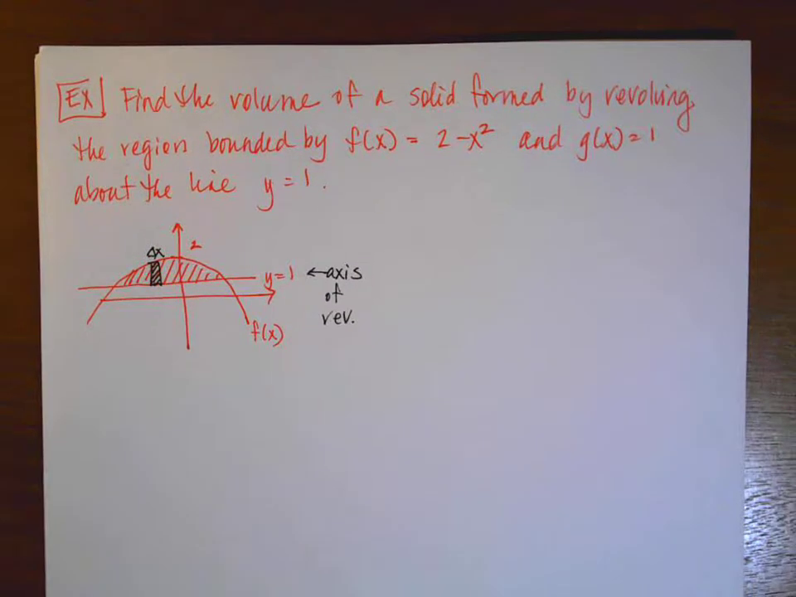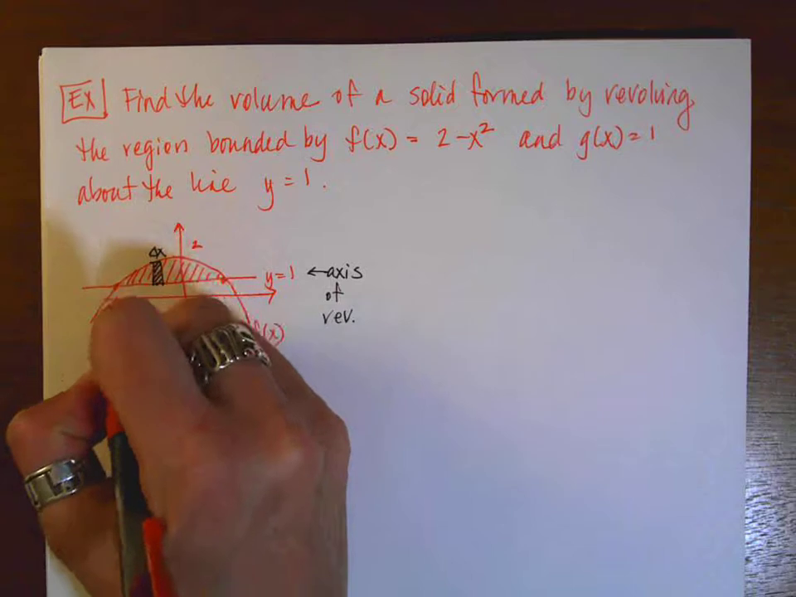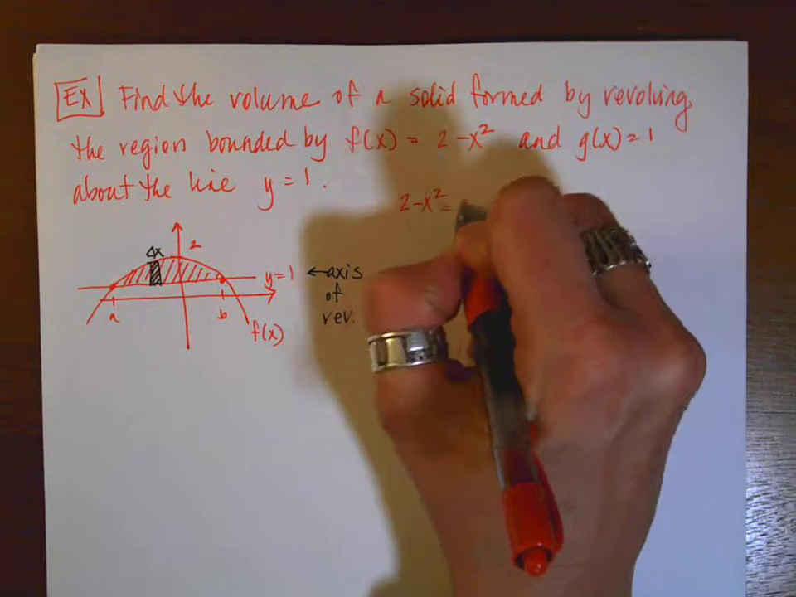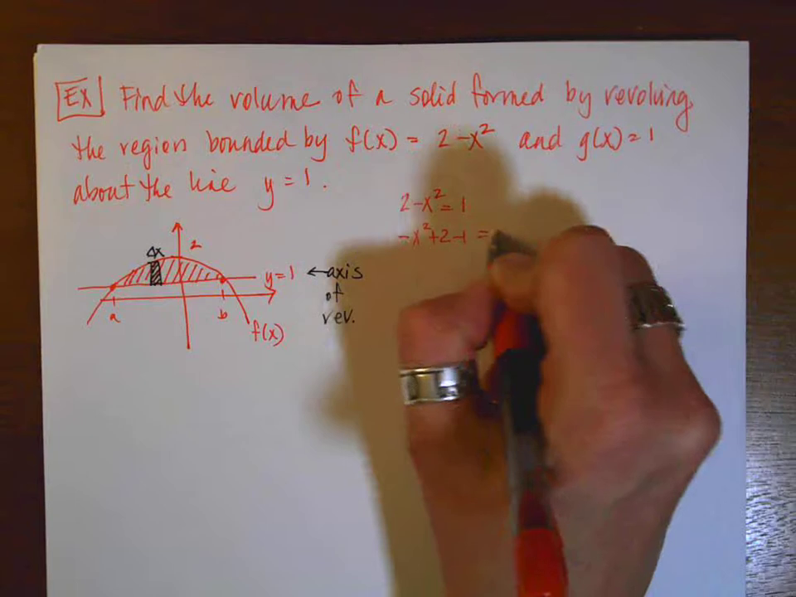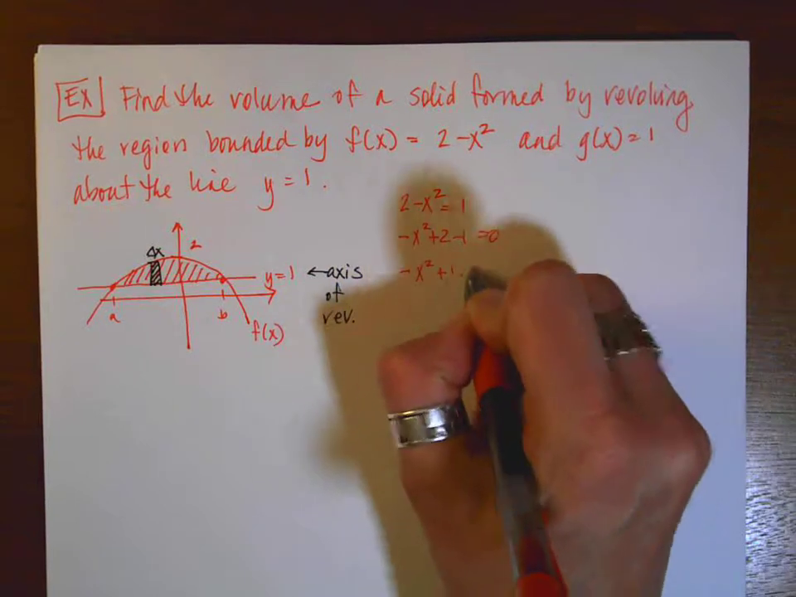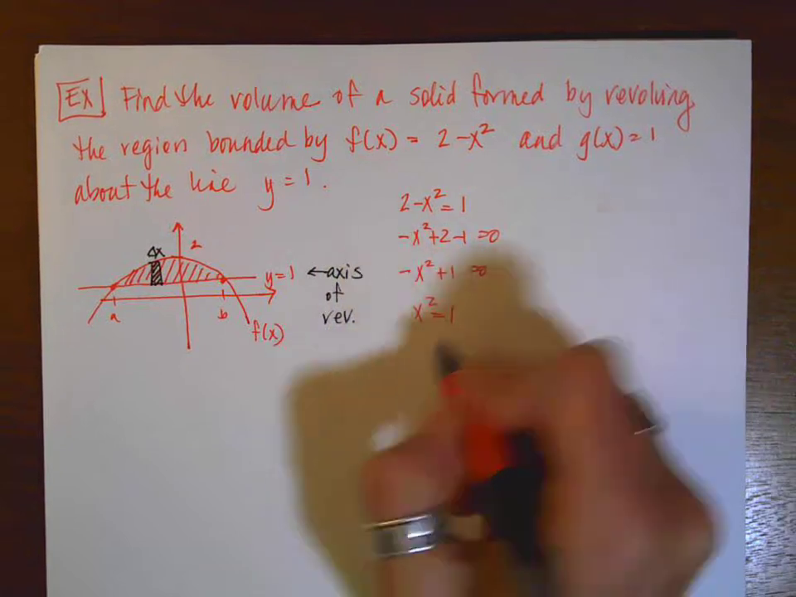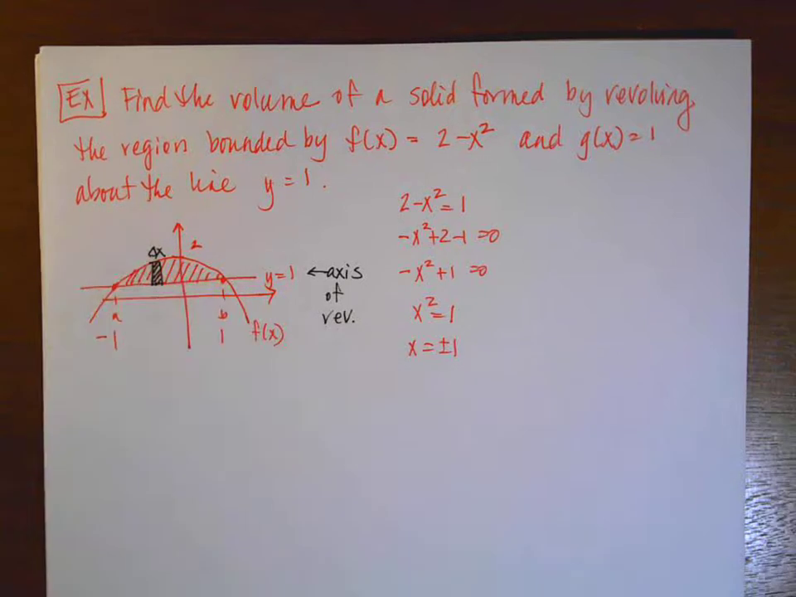Okay, all right. So what I want to do now is kind of what we did in previous things. I want to find the points of intersection because I need to know where to integrate from, right? So I need A and B. So I'm going to set 2 minus x squared equal to 1, and I get a negative x squared plus 2 minus 1 is 0, a negative x squared plus 1 is 0, and then I get x squared is 1, and then I get x is plus or minus 1. So this is a negative 1, and this is a positive 1, okay?